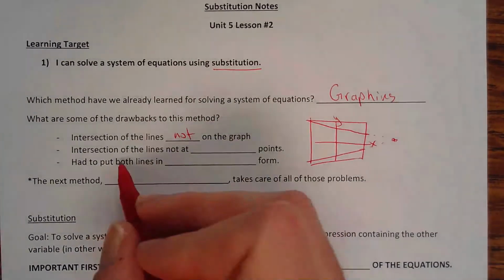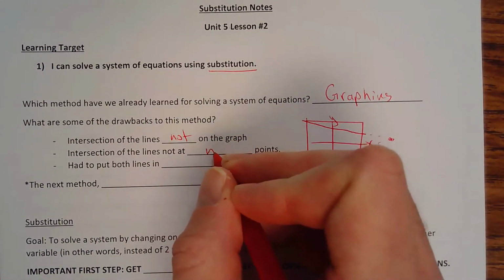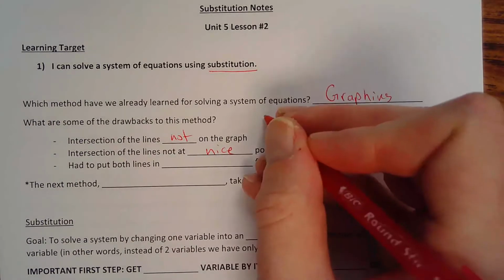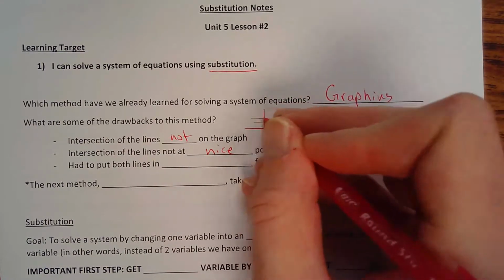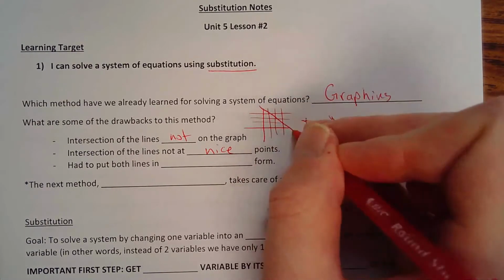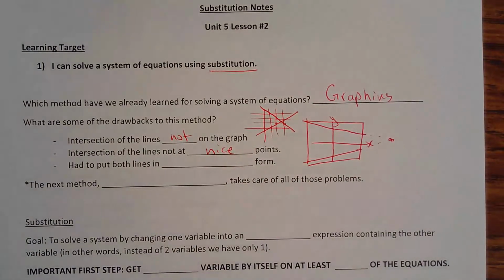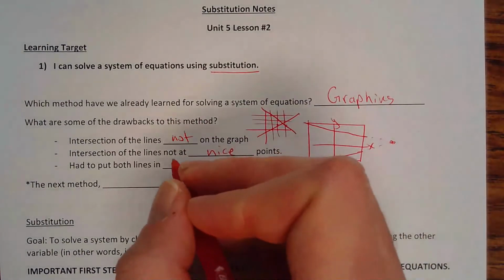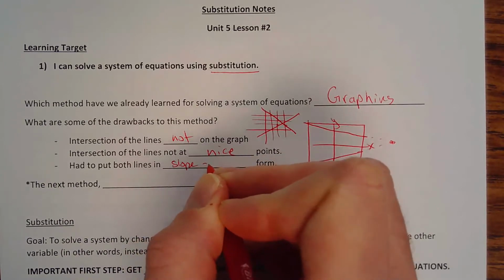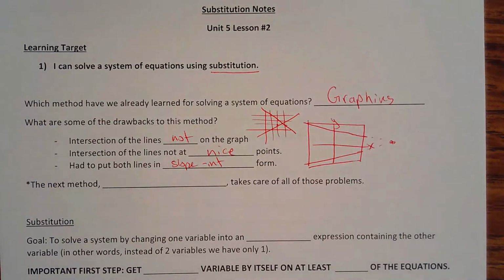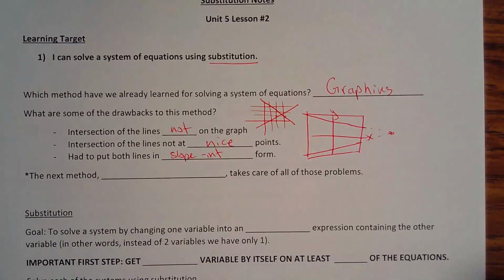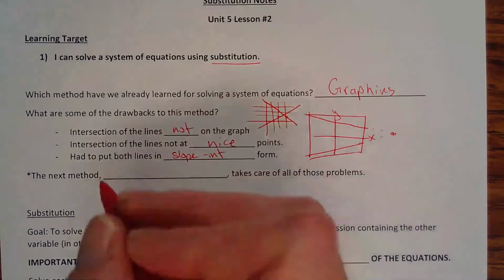And then another one is the intersection of lines is not at nice, neat points. Maybe you had that grid line, something like this, and the lines met like this. Well, it's not 2, it's not 3. It's really hard to tell because it's at a weird spot. So those weren't very easy to find. And sometimes you had to put the lines in slope-intercept form. We'd give them to you in standard form sometimes, and you'd have to put it into slope-intercept form to graph it, and that just made it a pain.